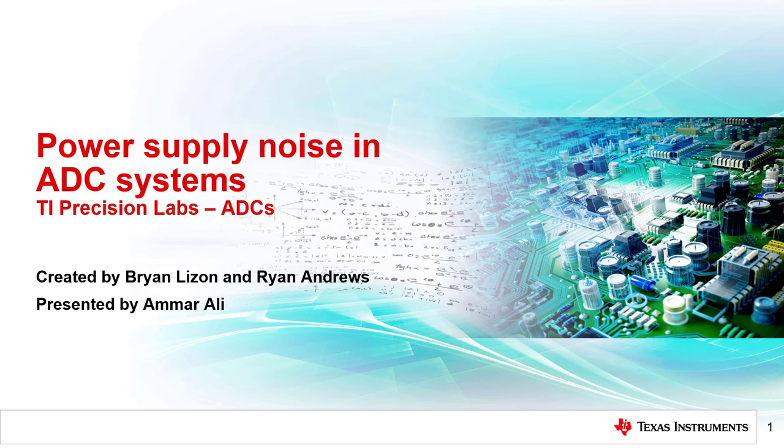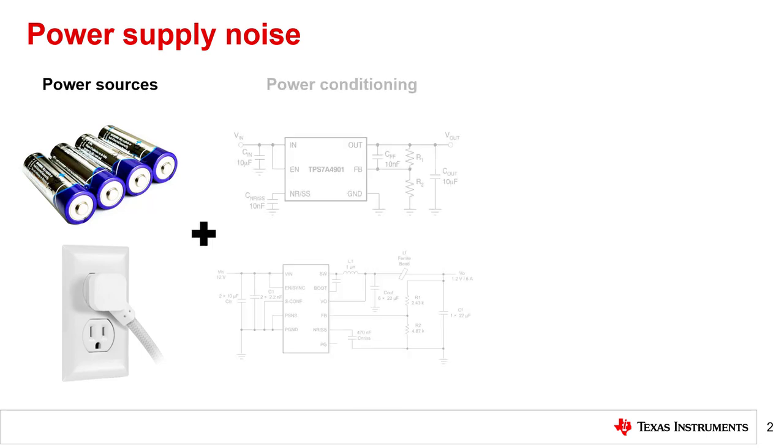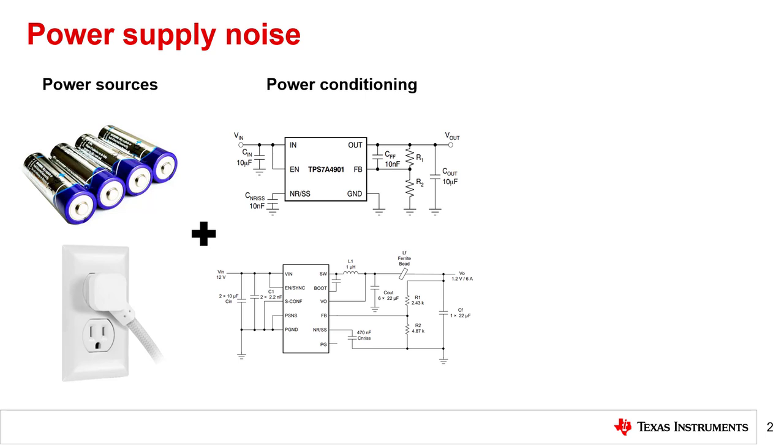To begin, let's define power supply noise. For any analog signal chain, power ultimately comes from one of two sources, batteries or AC line voltage. Examples of these power sources are shown on the left. Both power source options are often followed by some form of power supply conditioning circuitry that regulates power for the rest of the system. Shown in the middle of this slide are some examples of power conditioning circuits, including an LDO on the top and a DC-DC converter on the bottom.